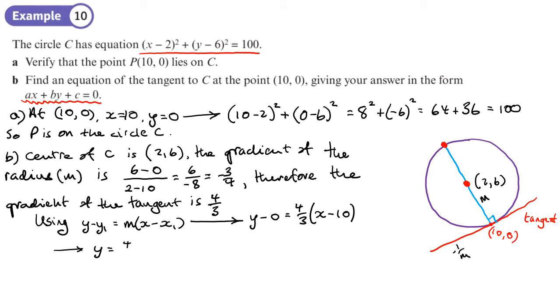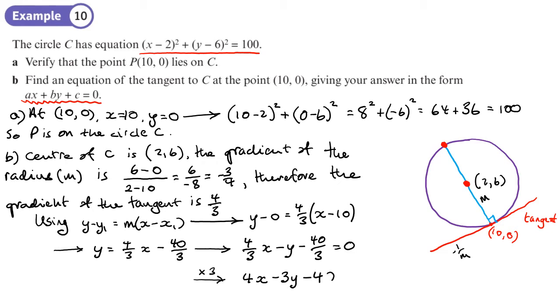So y equals 4/3 x minus 40/3. Bring everything to one side. So you've got 4/3 x minus y minus 40/3 equals 0. Now normally when you leave it in this form, you leave the values of a, b and c as whole numbers. So we're going to multiply everything through by 3. So we get 4x minus 3y minus 40 equals 0. Yeah, so normally when you leave it in that form, ax plus by plus c equals 0, you'll leave a, b and c as integers. So there we go for that one.